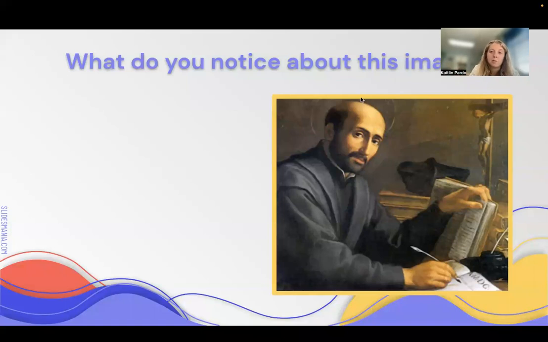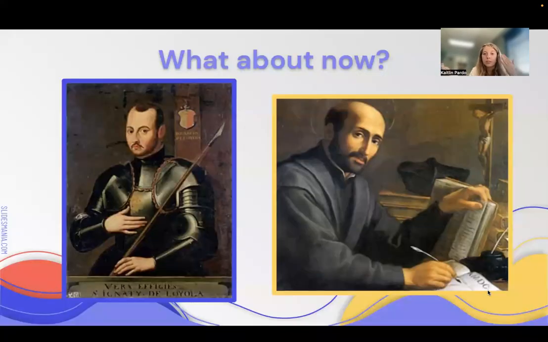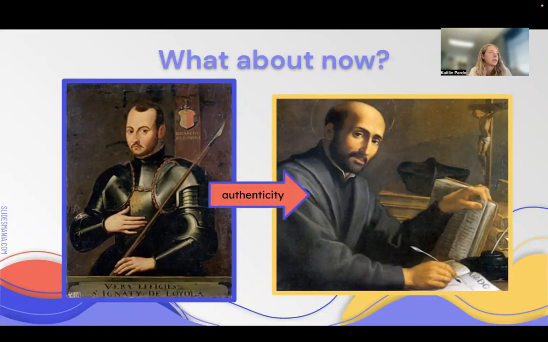Then what do you notice about this one? Hopefully they see that there's this small halo. There's a cross. He's just sort of like a priest, probably journaling or reflecting. Bible, we see AMDG, which is something they should see a lot of. And then what do we notice about these two pictures when they're juxtaposed? Well, they're the same guy. They're both Ignatius, and we believe that this is his journey to authenticity. That's not to say that he wasn't where he was supposed to be when he was a soldier. But the thing is that we start to see him grow into who he was meant to become over time. And it went from the soldier image to the saint.